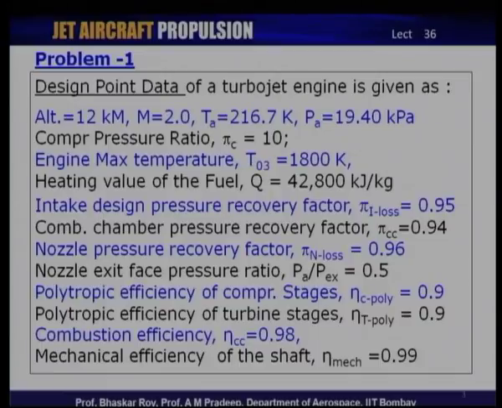The combustion chamber pressure recovery or pressure loss factor, pi C c, would be 0.94, and the nozzle pressure recovery factor, that is pi n loss, would be 0.96. Nozzle exit phase pressure ratio, that means at the exit of the nozzle, P A by P x E x, would be 0.5, and the polytropic efficiency of the compressor stages for each of these stages is 0.9.